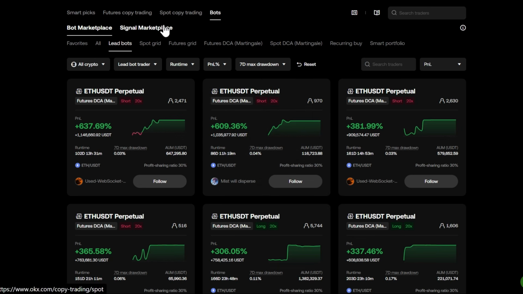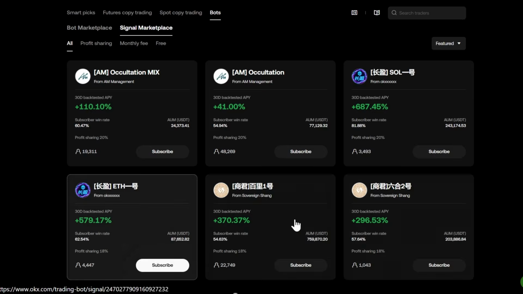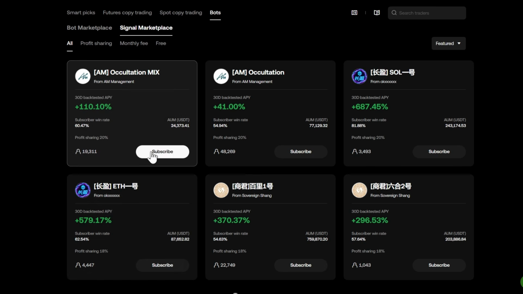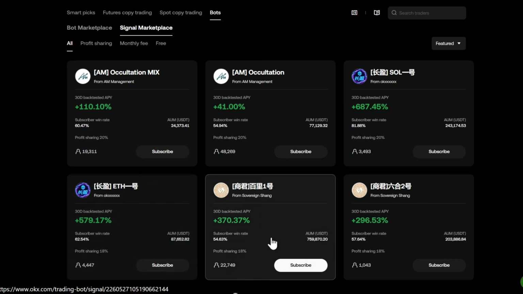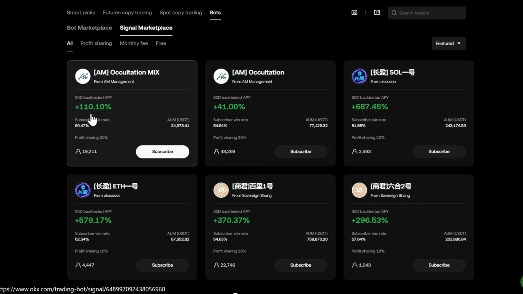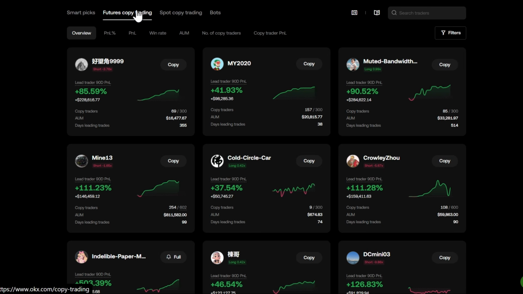Under bots, you can also see the signals marketplace. In here, you can get signals from bots where you can copy them. You can see backtested results, subscribers, win rate, and AUM. But for this tutorial, we will be using futures copy trading. Now, this might look a little bit complicated at first, but I'm going to break down everything you need to know step by step.